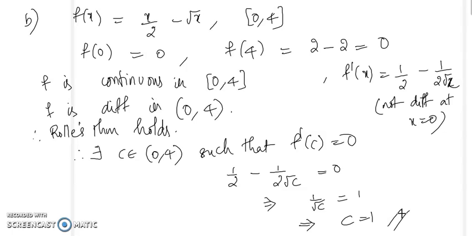So the Rolle's theorem holds in this case. So here the function is not differentiable at 0, but that is not required for us. We need the function to be differentiable only in the open interval 0, 4, and that holds in this case.